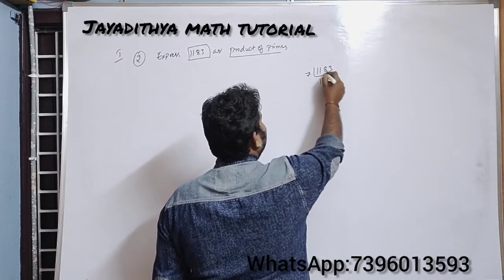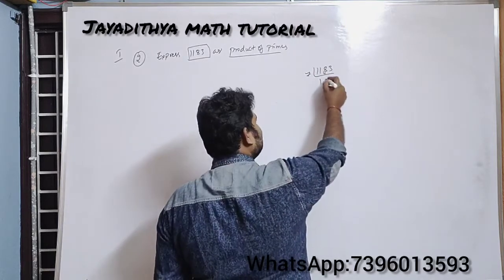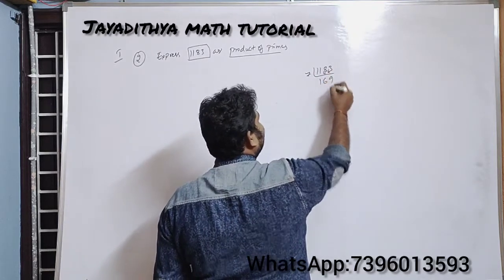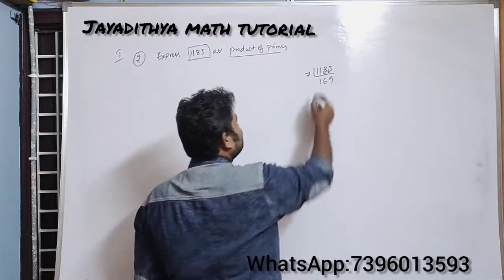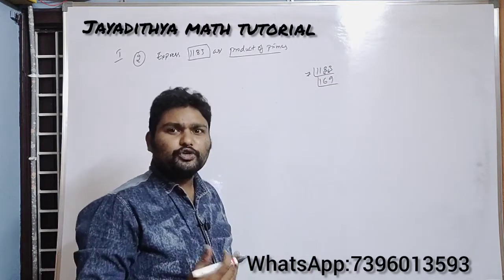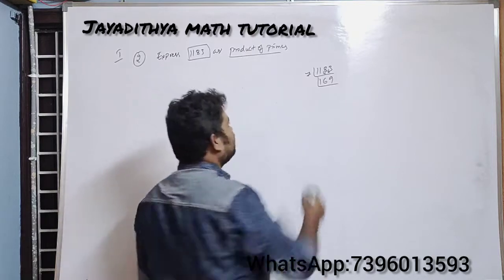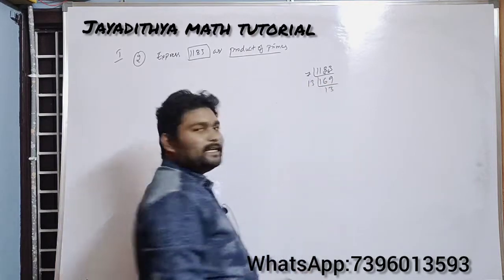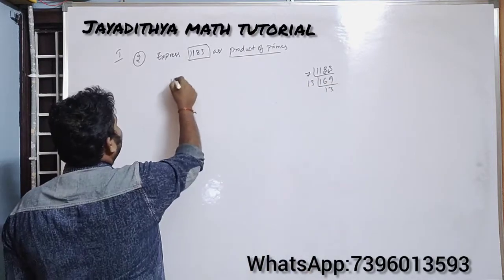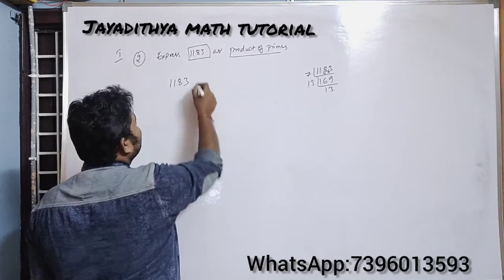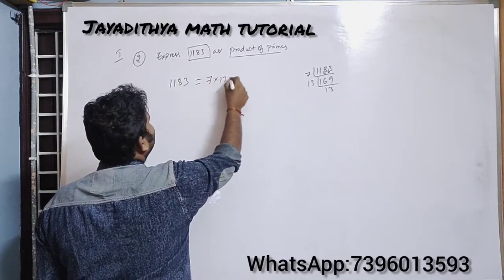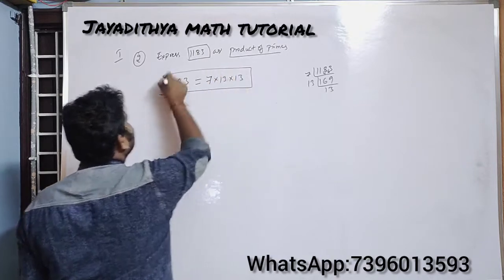So you can write 7 ones are 7, and you will be left with 4 here, and 7 sixes are 42, and 6 will remain, and it will be 169. Again 169, you know very well, is nothing but the square of 13. So you can write 13 into 13. So 1183 is equal to 7 into 13 into 13. That's all, your answer is.